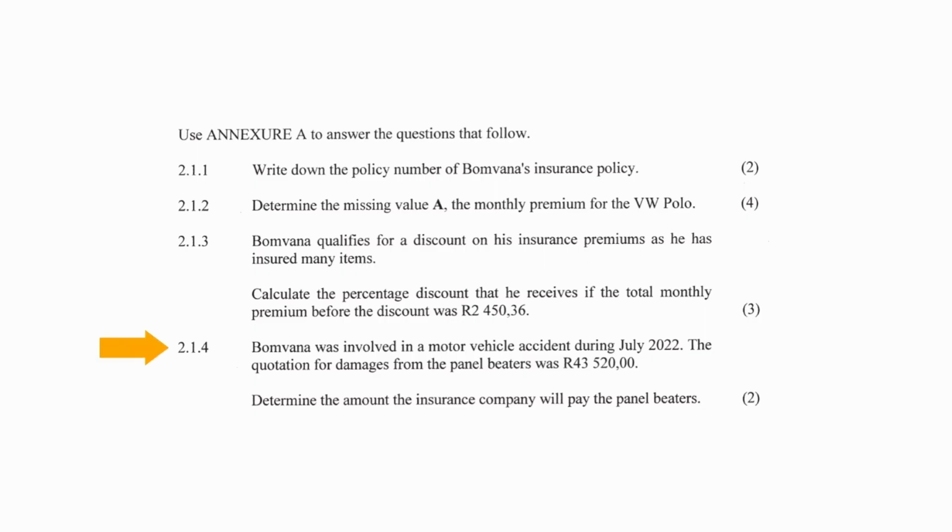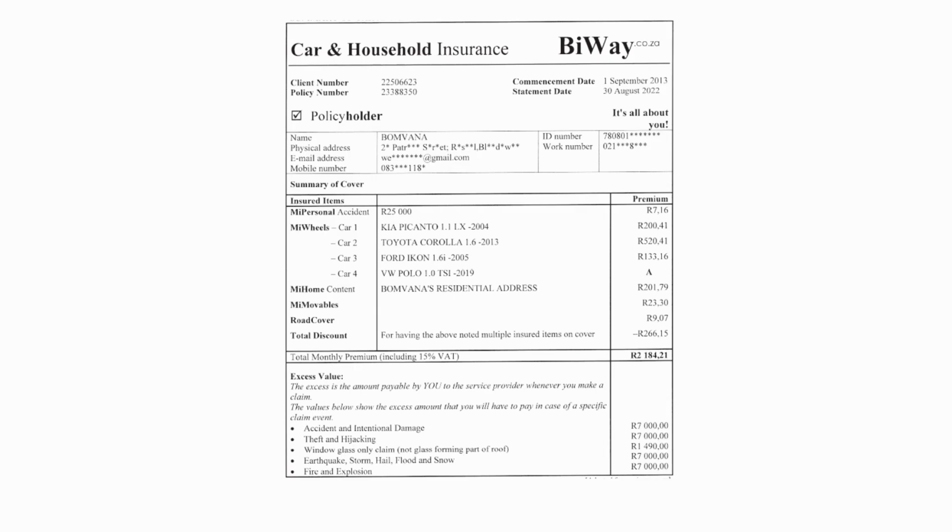In question 2.1.4, it is stated that Bomvana was involved in a motor vehicle accident during July 2022. The quotation for the damages from the panel beater was R43,520. You will have to determine the amount the insurance company will pay the panel beaters. From Annexure A, there is a note at the bottom of the policy document with regards to the excess that is payable on certain types of claims. An excess in regards to insurance claims refers to the amount of money that a policyholder agrees to pay out of their own pocket before the insurance company begins to cover the remaining costs. In other words, it's the amount of money that the policyholder is responsible for paying towards the claim they make. Since the claim is for a motor vehicle accident, the excess that this person must pay is R7,000.